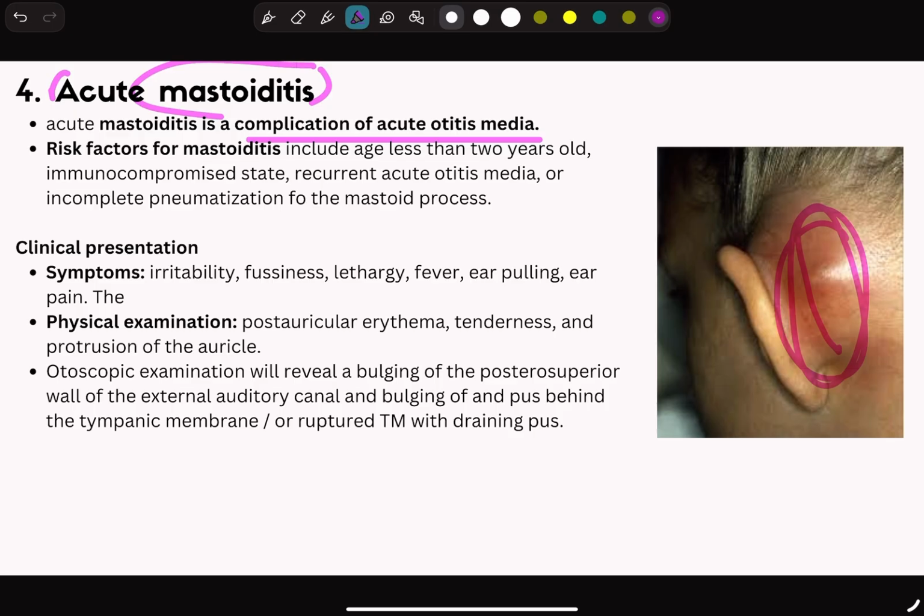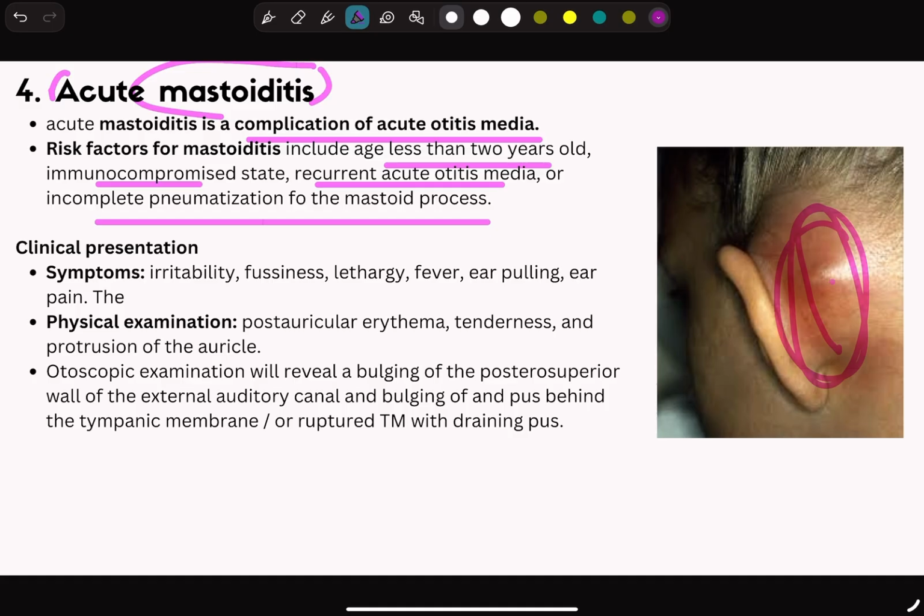The risk factors include kids that are less than 2 years, who have low immunity, who have recurrent acute otitis media, and incomplete pneumatization of the mastoid bone. So all these are risk factors to have such a complication from the otitis media. The kid will present fussy, irritable, lethargic, with high fever, pulling the ear, so a more severe form of otitis media. It's not like just a simple one. The symptoms will be more severe.